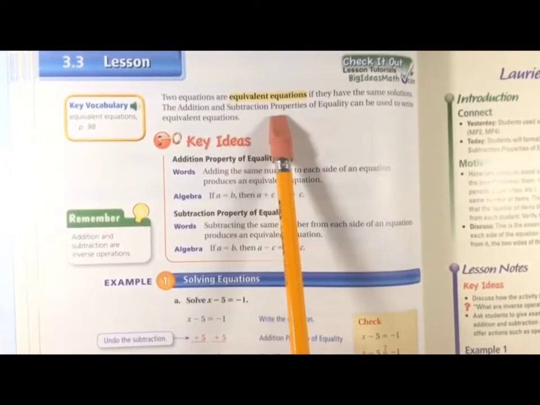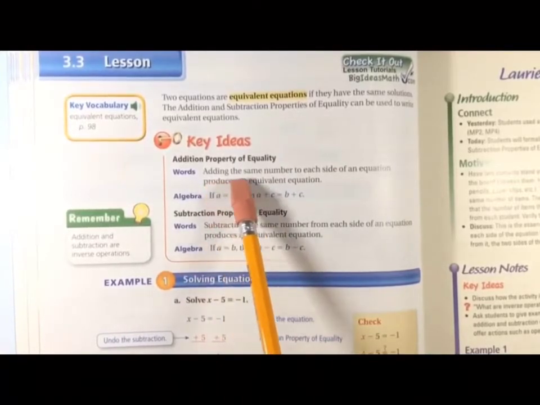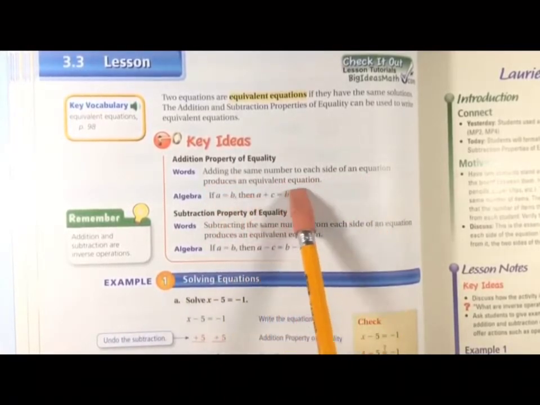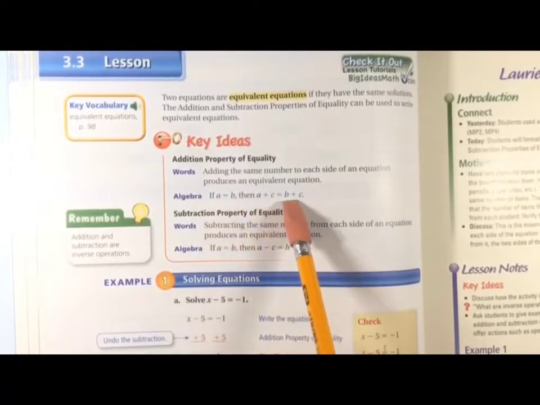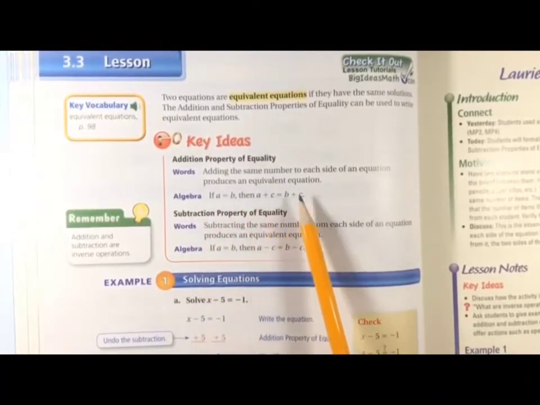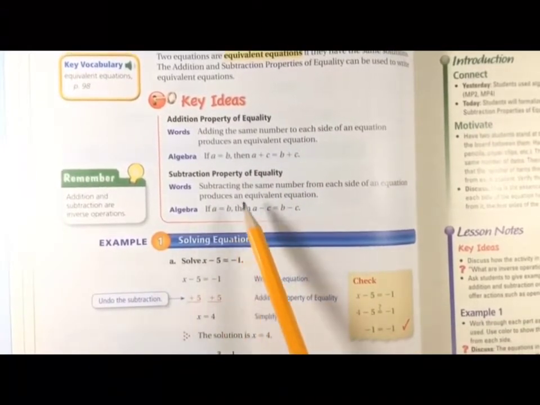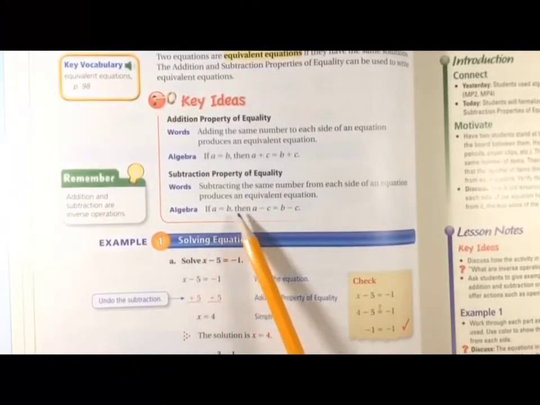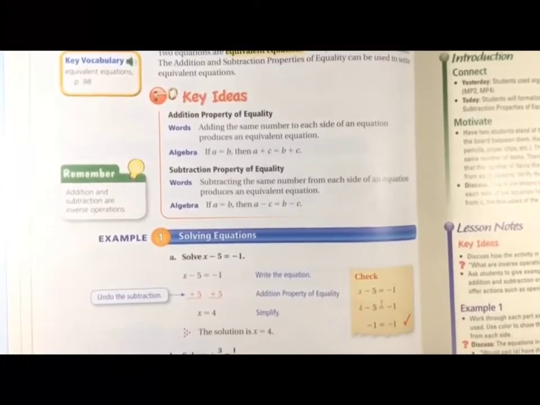Sometimes it sounds a little wordy and confusing, but once we do a couple of them, you'll remember how to do this. It says adding the same number to each side of an equation produces an equivalent equation. So if A equals B, so these are equal sides of an equation, then A plus C equals B plus C, and all they did there was add C to each side of the equation. Same thing goes with subtraction. Subtracting the same number from each side of an equation produces an equivalent equation. If A equals B again, then A minus C equals B minus C. Just subtracting the same number from the equation on each side.